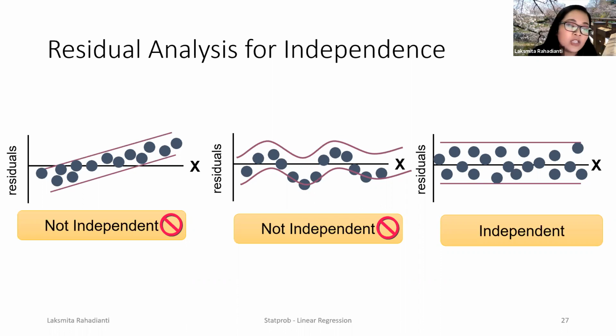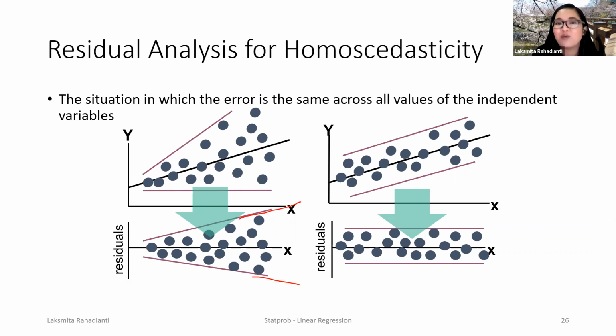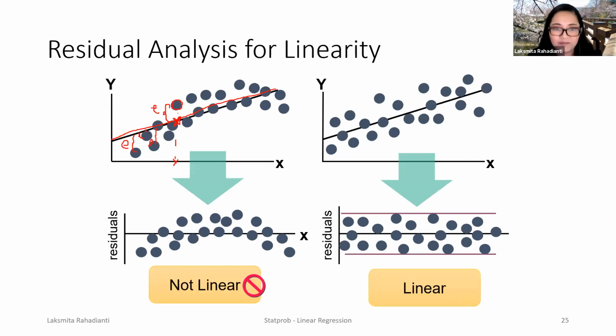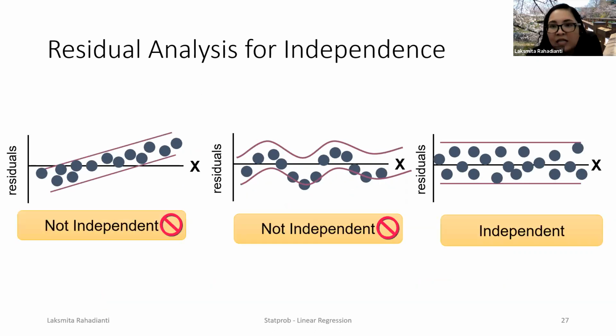So as a conclusion, the residual analysis, from the real data minus the assumed value with the line, can show us independence, homoscedasticity, as well as linearity. And that brings us to the end of this material.